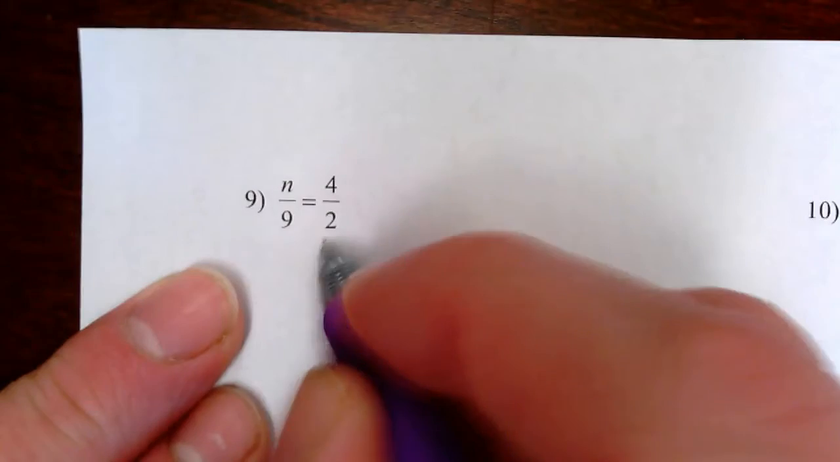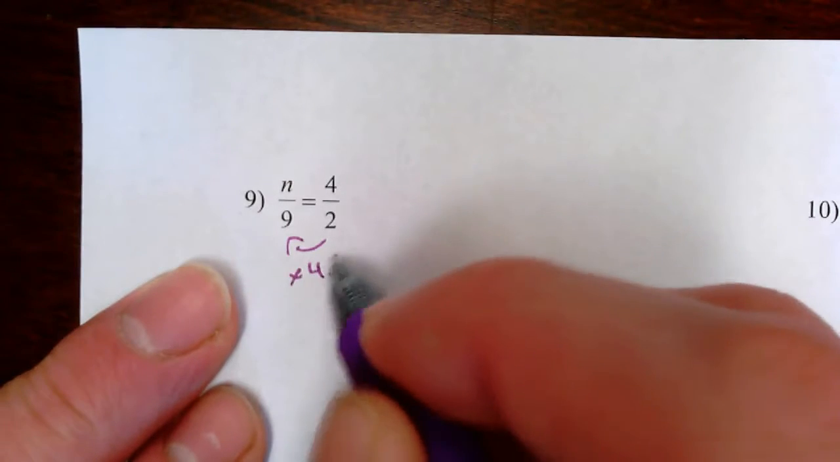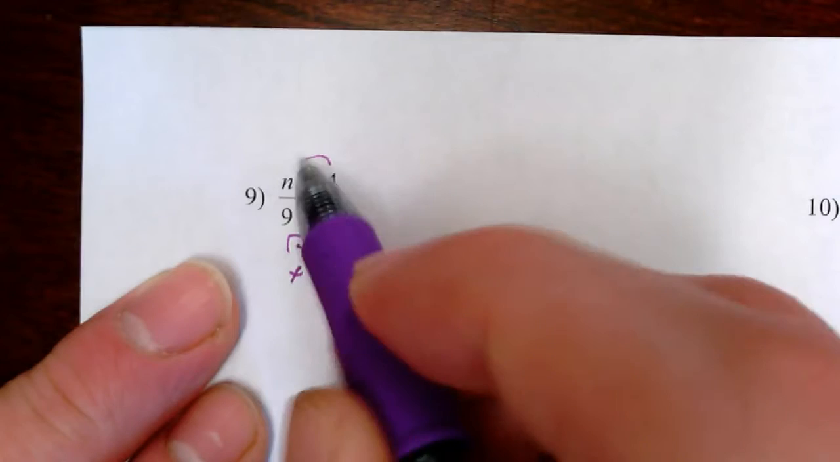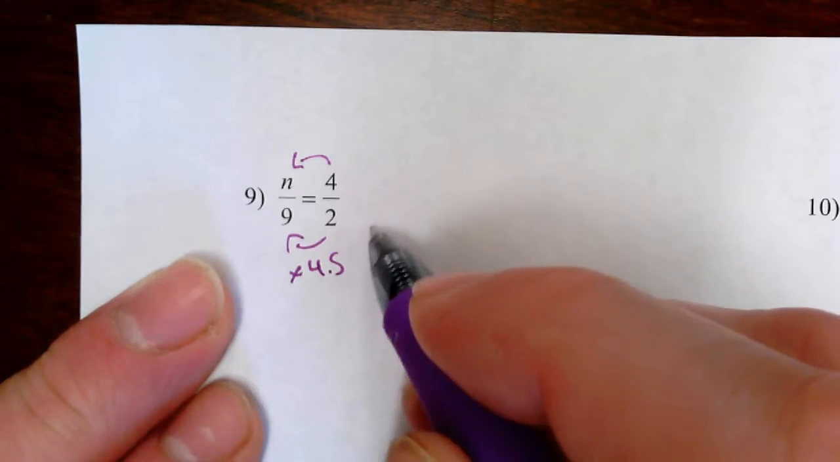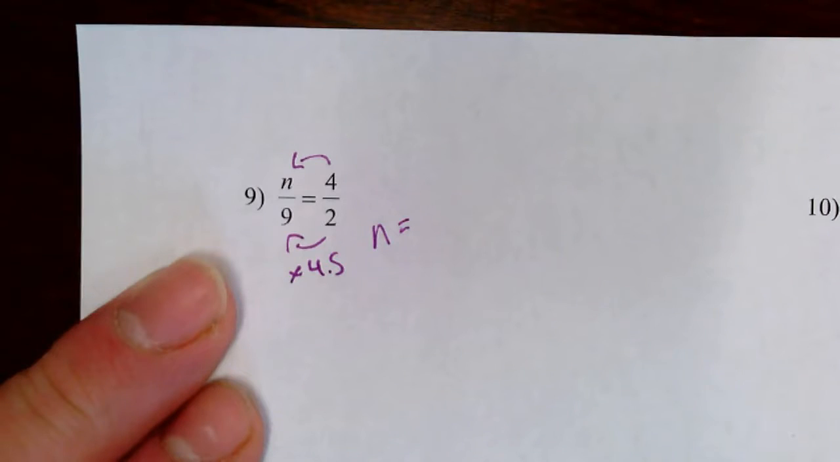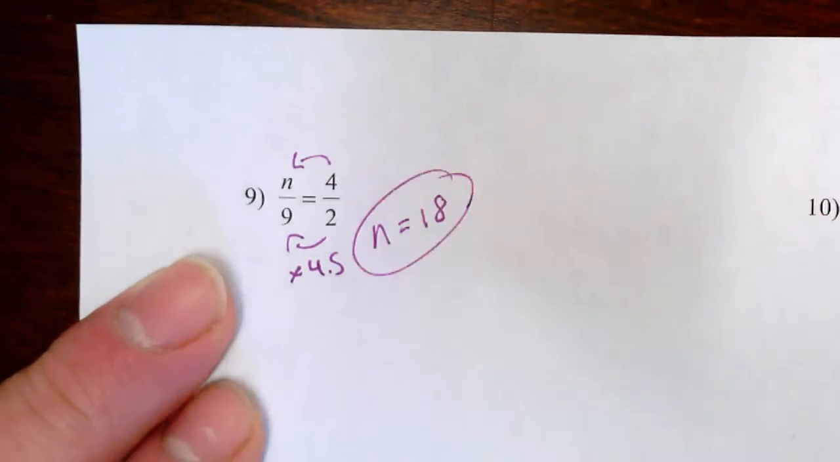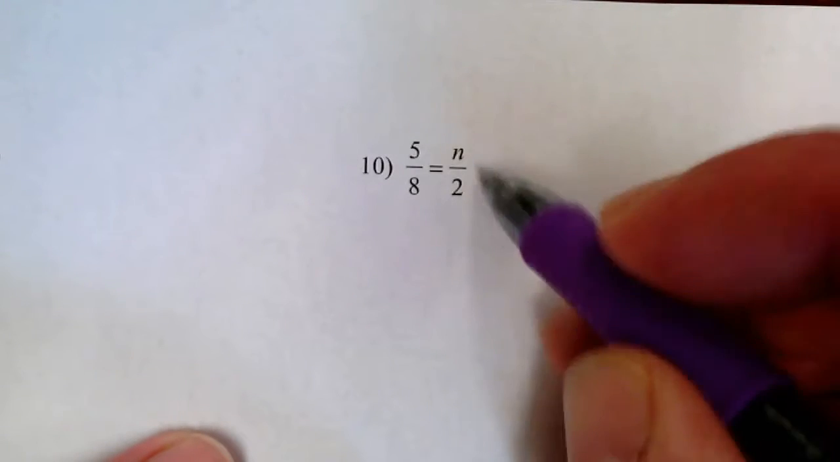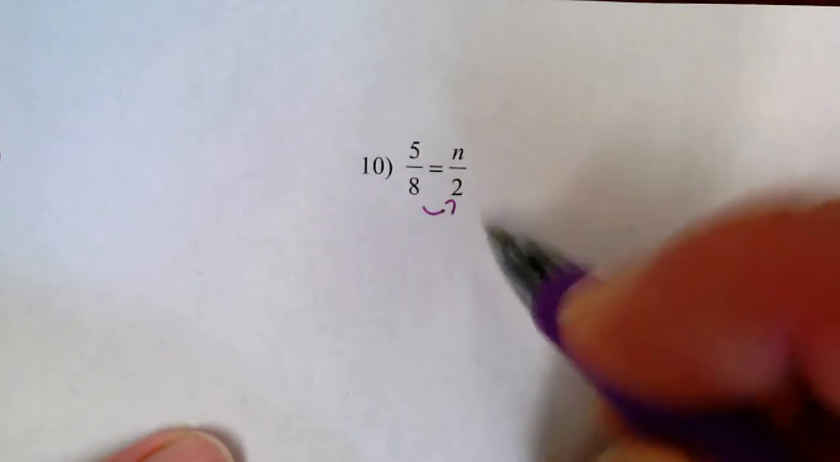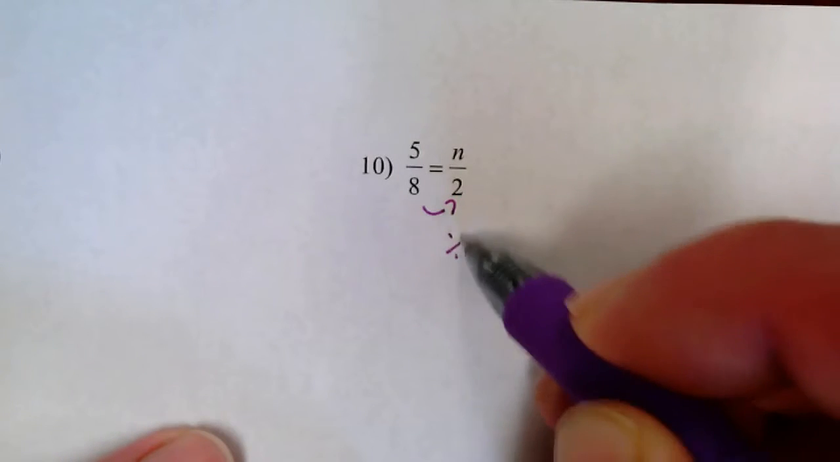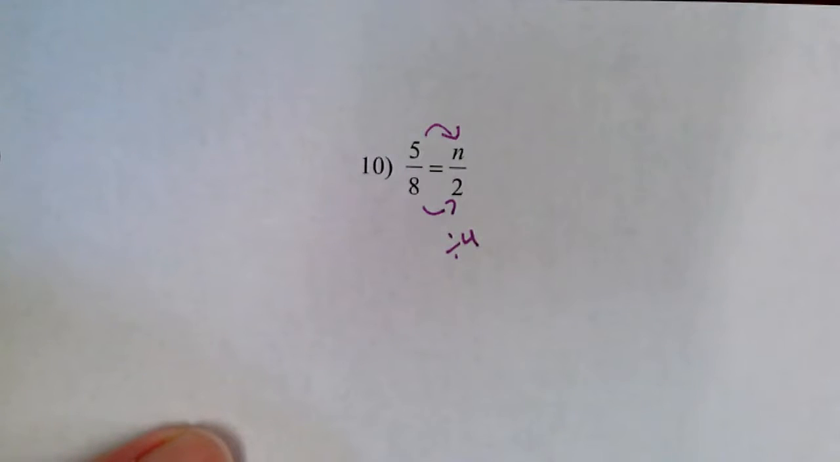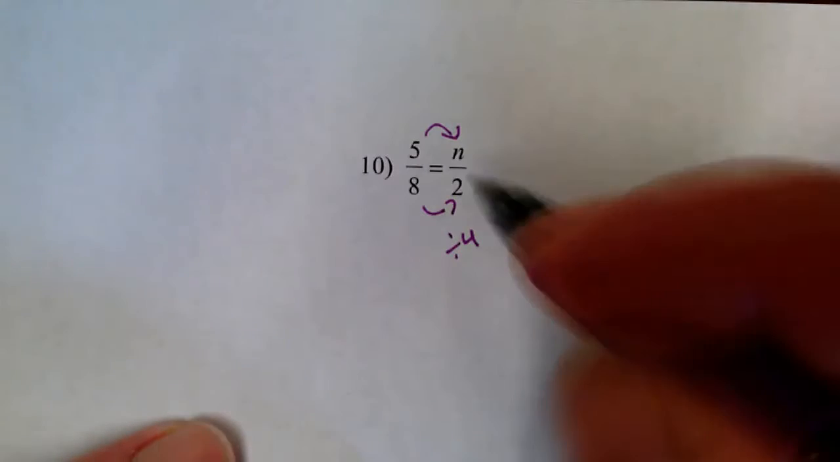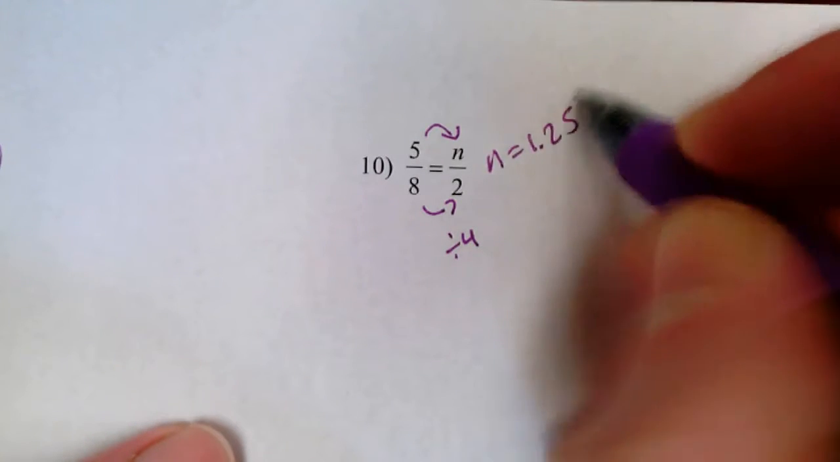Here, from 2 to 9 is times 4.5. So n, or 4 to n would be the same. So n equals 4 times 4.5, which is 18. All right, next, let's see, from 8 to 2, one other way you can look at this is divide by 4. So 5 divided by 4 would be n. Let's see, 5 divided by 4 is 1.25. So n equals 1.25.